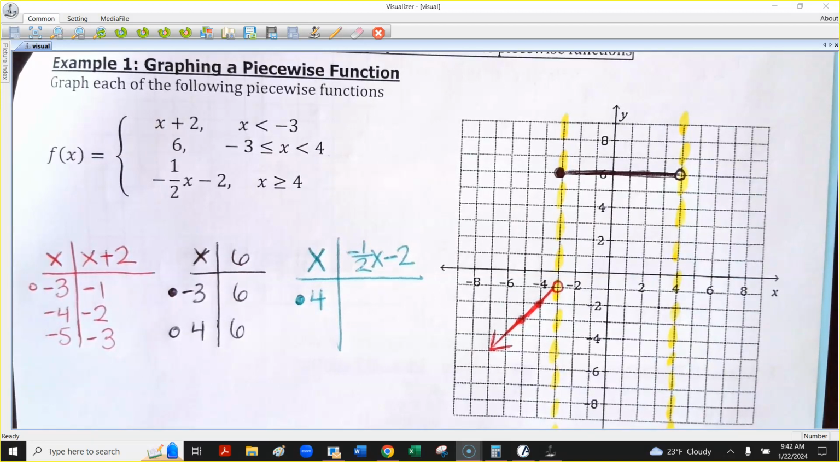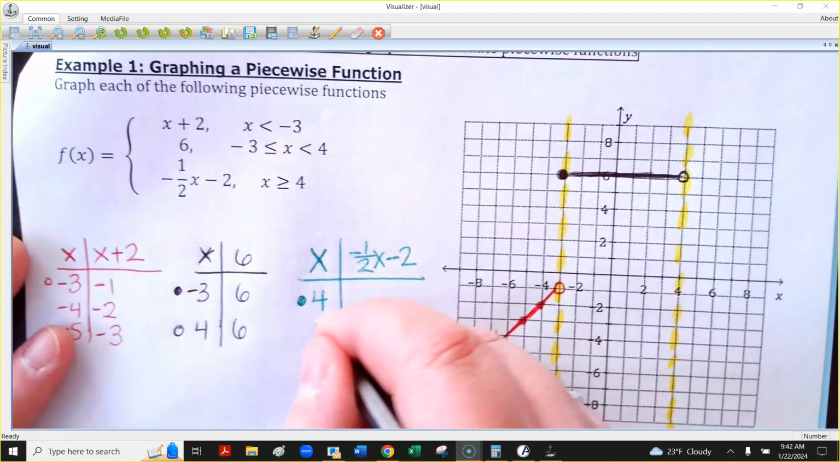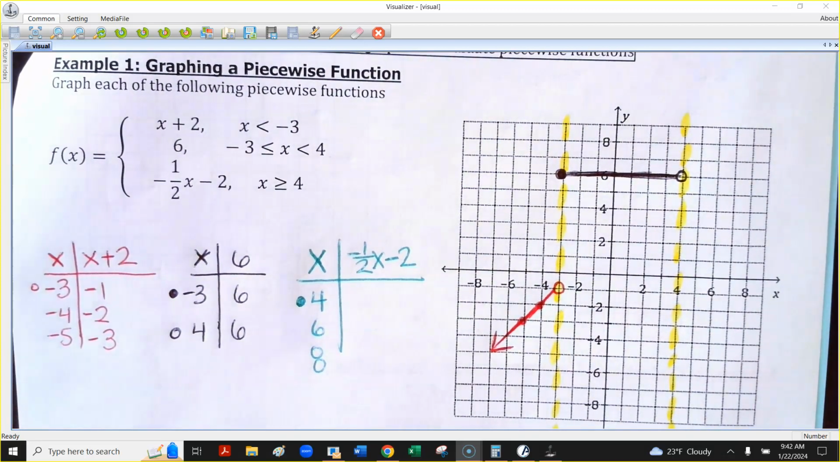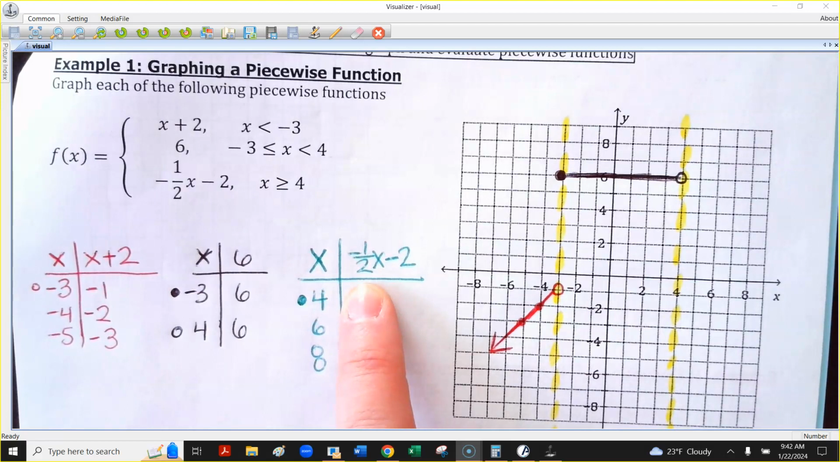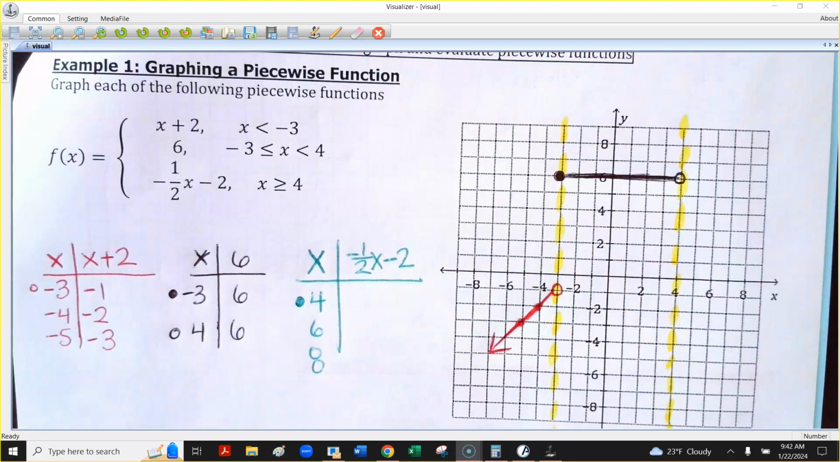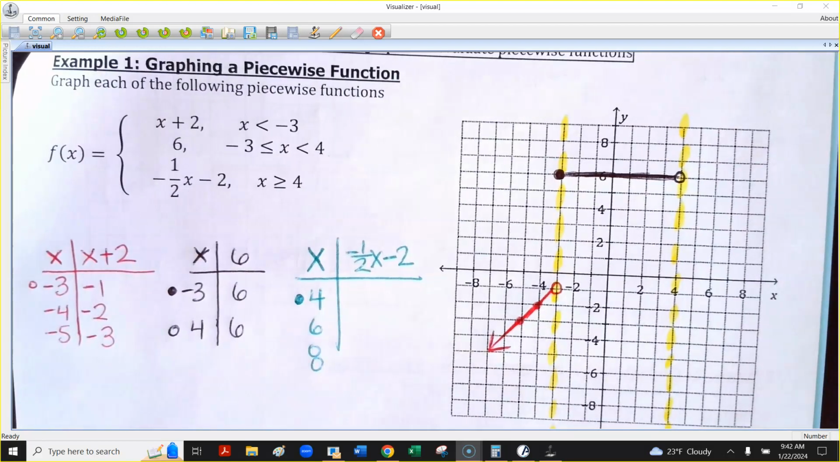Like 6 or 8. Okay, now the reason for that, you just don't have to mess around with the decimal. That way, if I plug in 5, we're going to get like a 0.5 as our y value. So just use even numbers. If my denominator of my slope was 3, I would pick numbers divisible by 3. If my denominator was like 5, pick numbers divisible by 5. So if it's 2, just pick numbers that are divisible by 2.